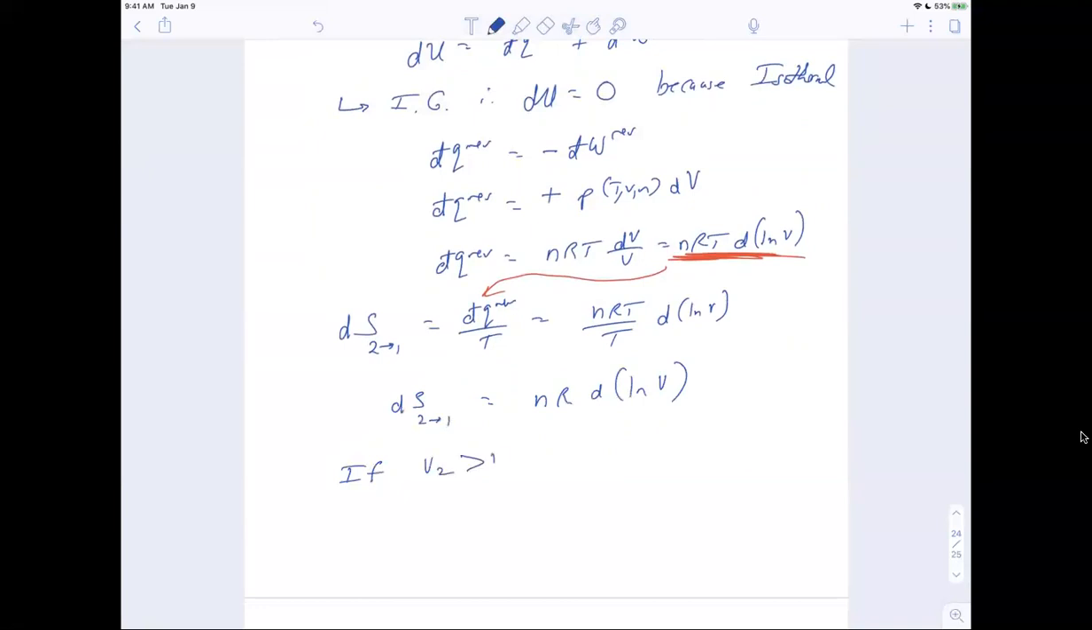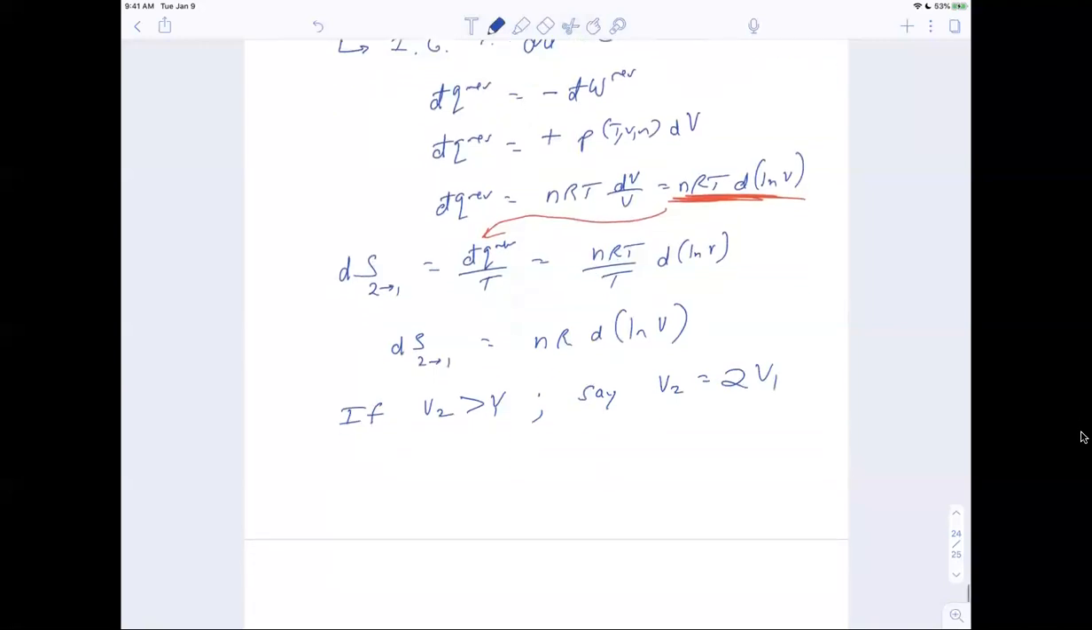V2 is greater than V1, we know that, and let's just say V2 is equal to 2V1. Let's just say that, okay? Then we can integrate our expression for dS to get delta S for 2 to 1. Okay, this is going from 2 to 1. This is the reverse process, okay?